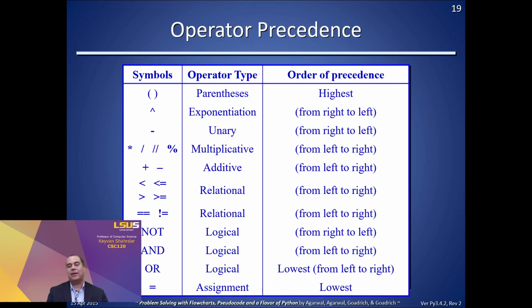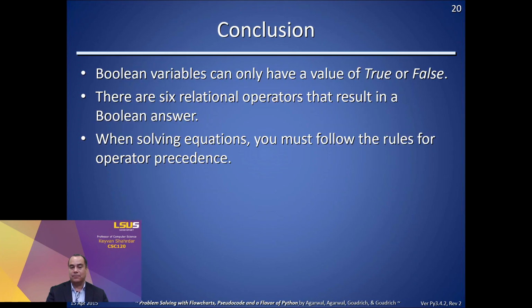This is your updated operator precedence. You have the parentheses, the exponentiation, the unary, and those are from right to left. Then you have the multiplicative, which is from left to right, the additive, the relational, and then the logical. Not would be higher, and that would be from right to left. And would be below it, and that's from left to right. The or is the lowest from left to right. And the equal assignment would be the lowest, and that's an assignment.